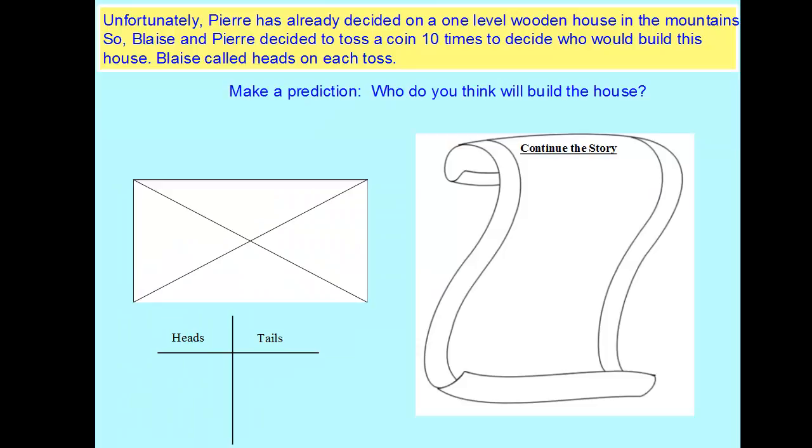4.2 what? Unfortunately, Pierre has already decided on a one-level wooden house in the mountains. So Blaise and Pierre can't have the same kind of house, and so they're going to decide this with a coin toss. They're going to toss a coin 10 times to decide who would build this house. Blaise called heads on each toss. And so who do you think is going to build this house? Can you tell already based on the fact that he's going to call heads all the time, or can you not?